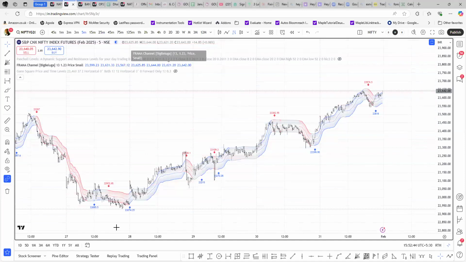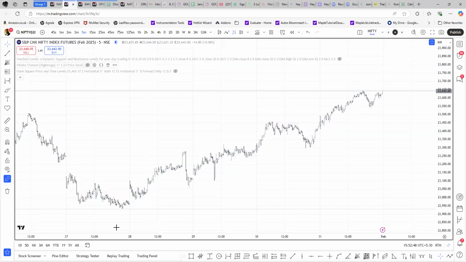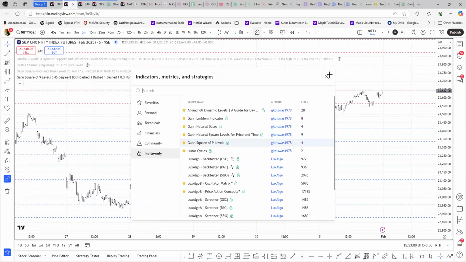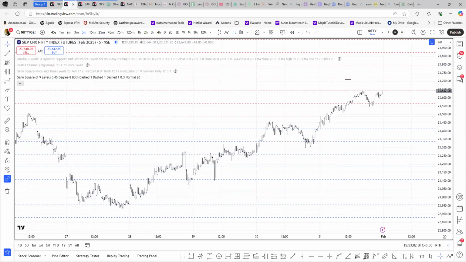So this is a Frama channel index. You can ignore that. I'm going to turn it off. I don't need any other indicators. So I'll start from scratch. What I do is I go to the invite only section. I add the Gann square of 9 levels. And when you add it, it looks like this by default.